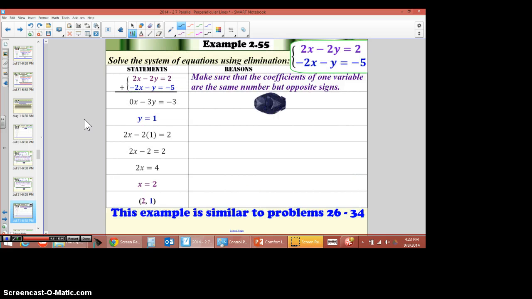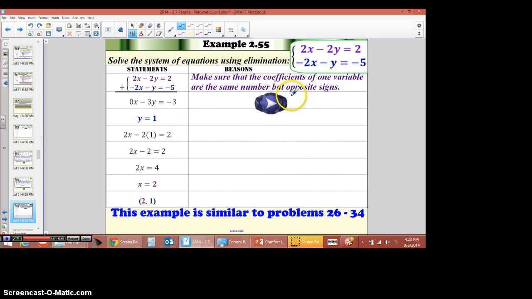We can start using the elimination method. It says first step, make sure the coefficients of one of the variables are the same but opposite signs. I now add the entire equation together. I take 2x and negative 2x, I add them together to get 0. Negative 2y plus negative y gives me negative 3y.